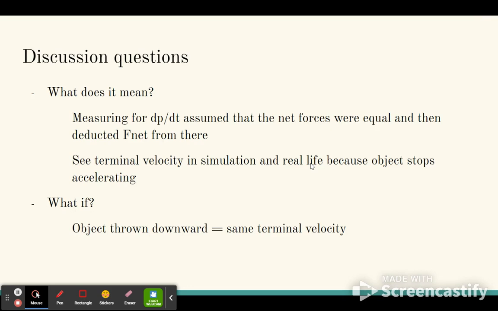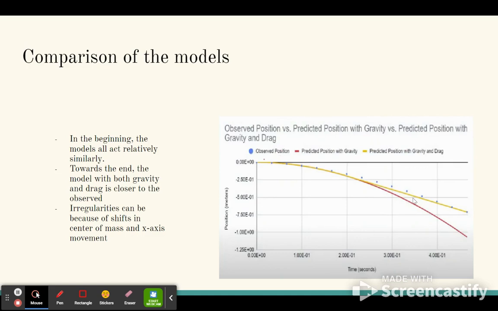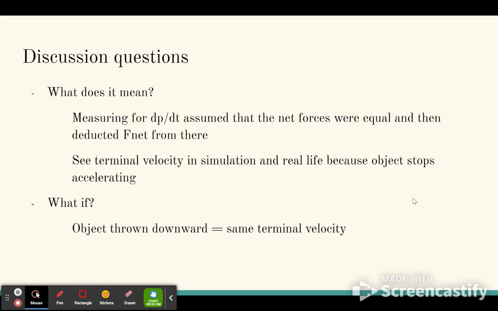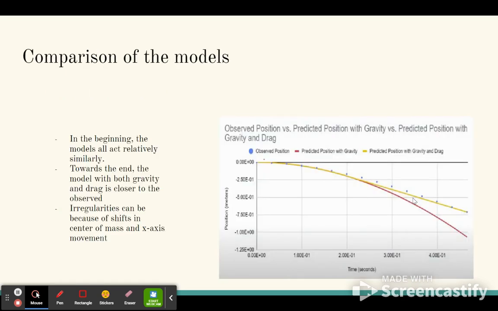So, what do these results mean? Measuring for dp/dt, we assumed that net forces were equal and then deduced the F net from there. And so dp/dt can be determined from the slope of these graphs right here. And as you see, dp/dt is actually changing, which is, well, actually dp/dt is the net force, and the net force is the second derivative of these graphs.